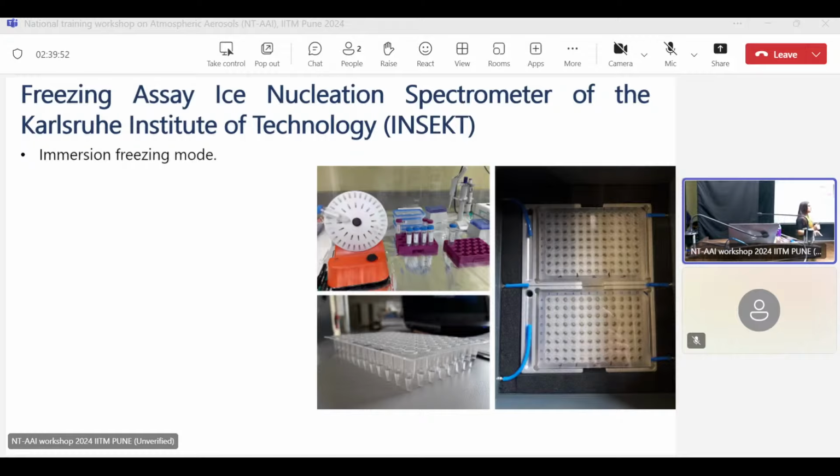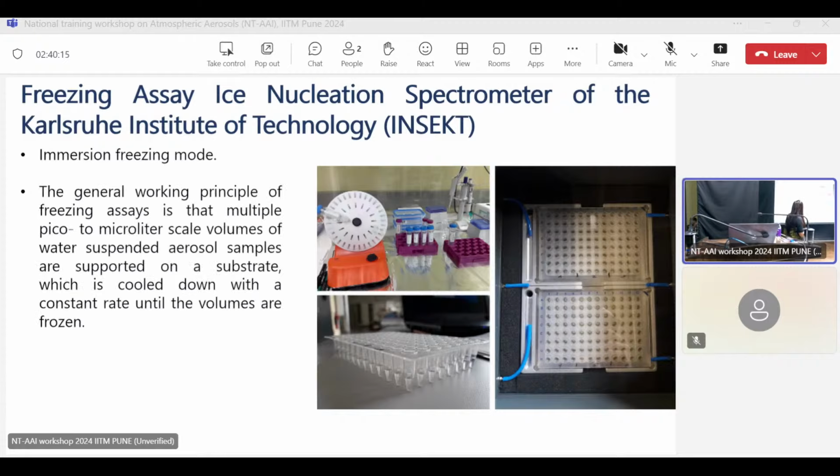So if you remember what immersion freezing mode is, when the particle is immersed in the liquid droplet, right? So here you can see, basically for INP measurements, the PCR plates are also used. We just put the drops over there. We allow them to freeze and we see how the INP concentration is changing or the freezing is taking place.